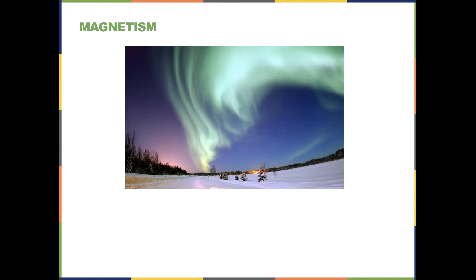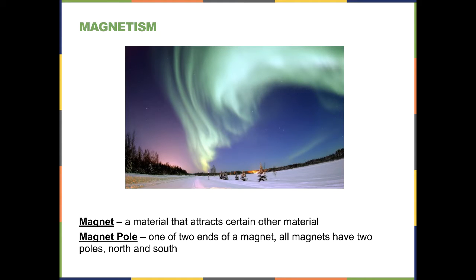Today we're going to talk about magnetism. A magnet is any material that attracts certain other materials. And the magnetic pole is one of the two ends of any magnet. All magnets, and I do mean all magnets, have two poles, a north pole and a south pole.